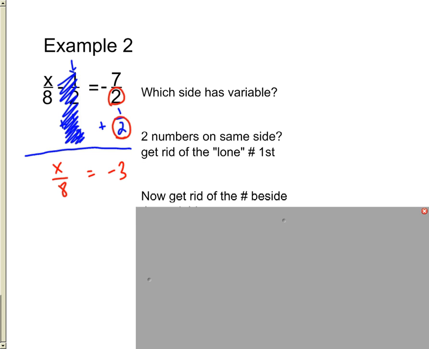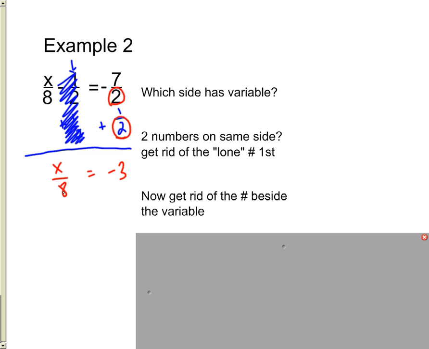After that, you just get rid of the number beside the variable. This 8's right beside it. What's it doing? Dividing. So we'll multiply both sides by +8. And we now know that x equals -24.